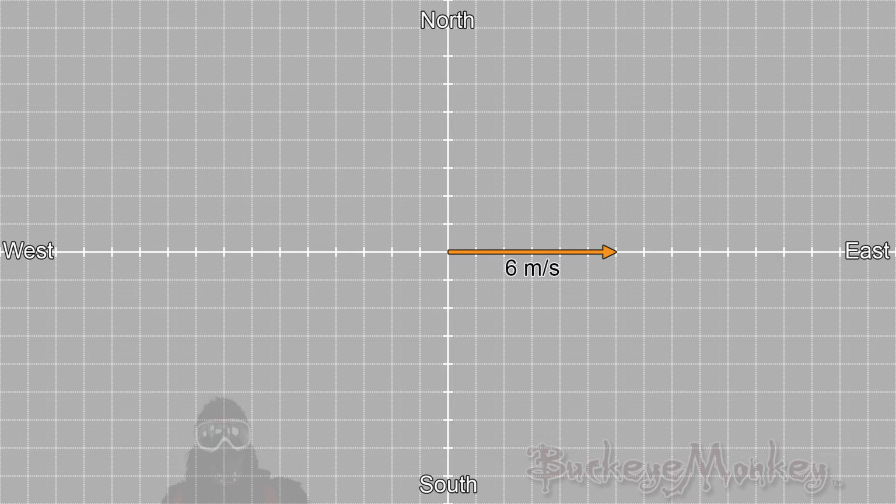We started off already heading 4 meters per second to the east. Then we pointed easterly and gave ourselves some thrust for 2 more meters per second. And funnily enough, that ends up with a new vector of 6 meters per second to the east.